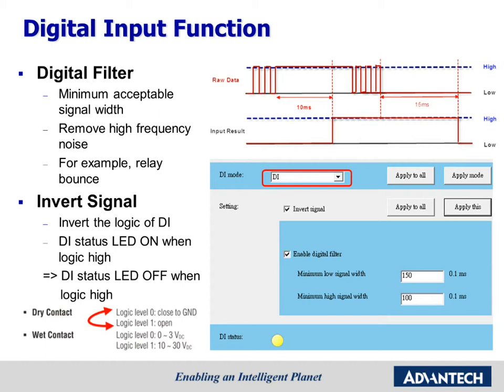For example, in dry contact, the logic is 0 when the signal is close to ground for some of the modules. But after you invert the logic, the close-to-ground signal becomes logic 1. The open signal will also change from logic 1 to logic 0.